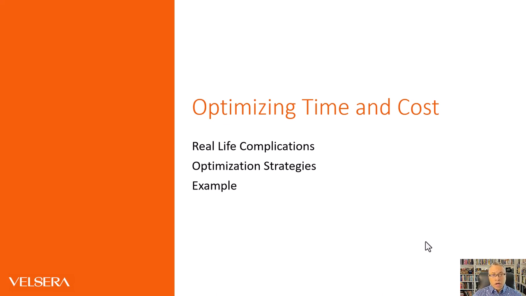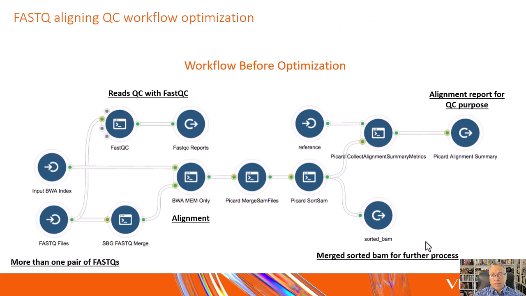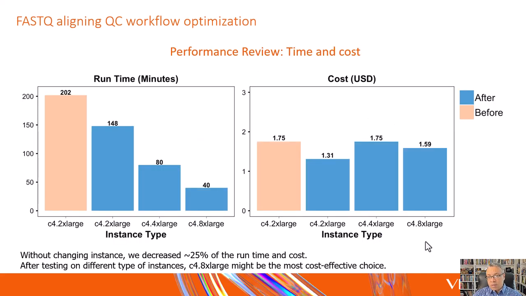In addition, one of the other areas we spend a lot of time is thinking about optimizing workflows, and these real world complications that occur can be almost eliminated if we think about how we optimize the workflows for time and cost, for reproducibility, and for scalability. And just for a really quick example, this is just a really standard alignment QC workflow. Our bioinformaticist looked very closely at it and then redesigned the workflow to run more efficiently, clearly skipping some steps.